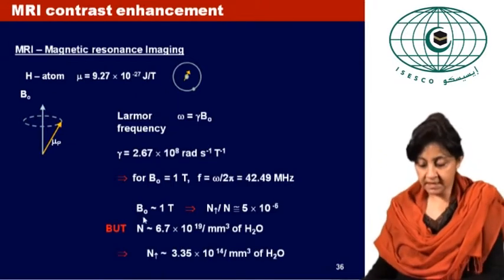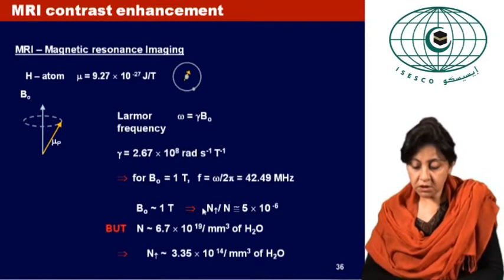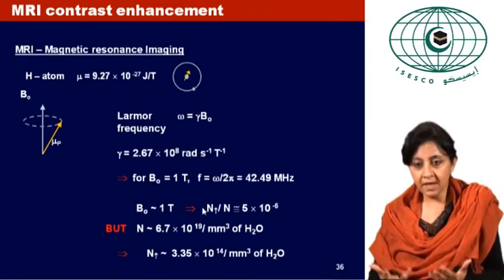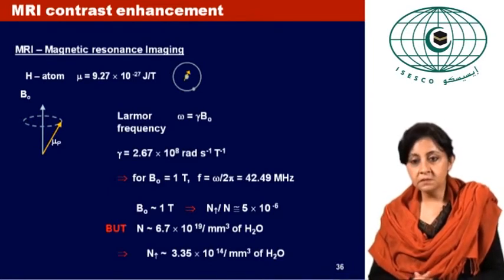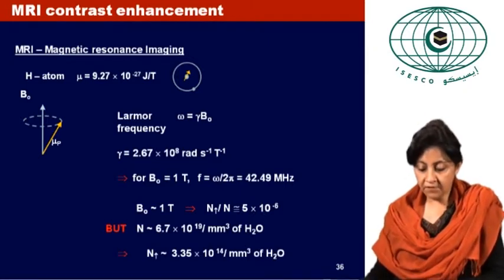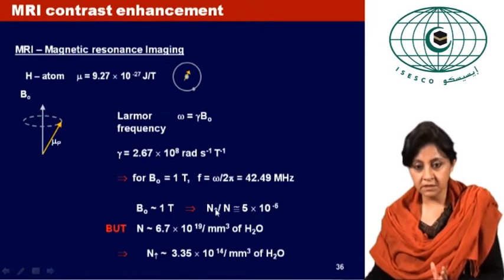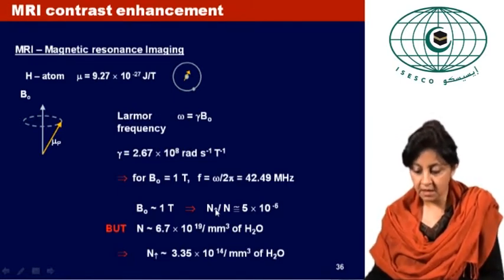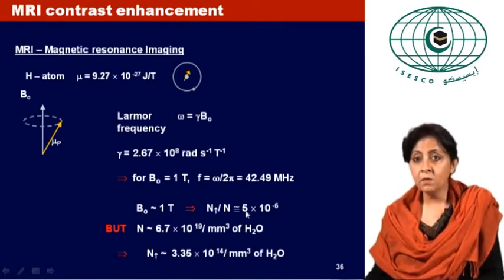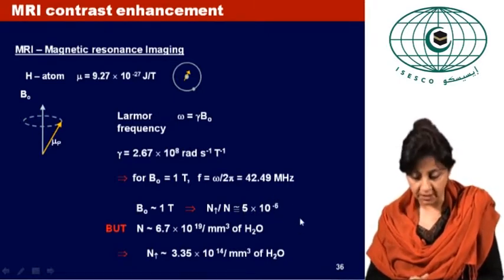So at a field of 1 Tesla, if let's say I have n hydrogen atoms in the body, then the number of hydrogen atoms with their spins aligned in the direction of the field at body temperature and a field of 1 Tesla is 5 in 1 million. So 5 times 10 to the power minus 6, which is an extremely small number.